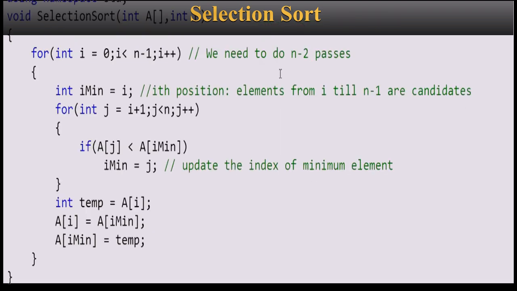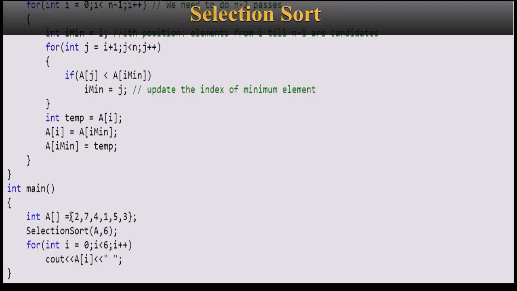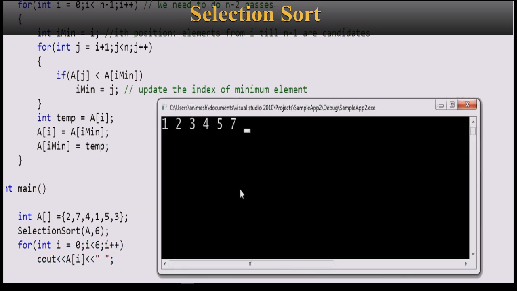I'll quickly run this logic in a real C++ program. I have written this function selection sort. In the main method I have created an array of 6 elements. This is the same array that we had picked up as example, and then I'm calling the selection sort function, passing the array and the number of elements, and once I have sorted the array, I'm printing the elements. When I run my program, this is the output, so this seems to be working.